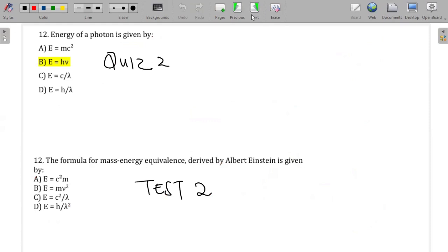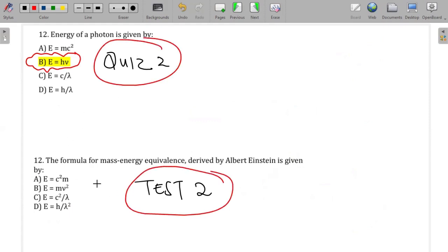Okay, question 12, they're saying the energy of a photon is given by, this one I don't have to even explain, that's the formula there. And this was in quiz 2, this one was in test 2. So in test 2, they're saying the formula for the mass energy equivalence derived by Albert Einstein is by, okay, so the formula is just energy is equal to mc squared. So wherever we see this, that's the answer. So I pick A there.